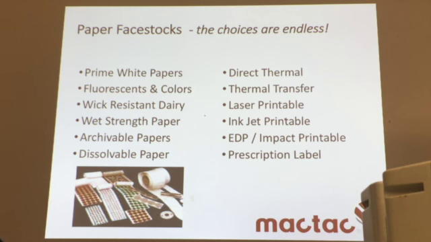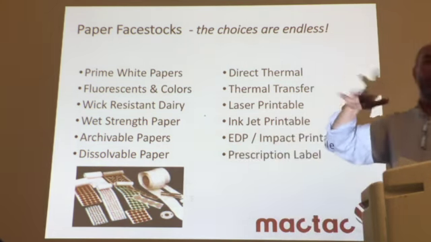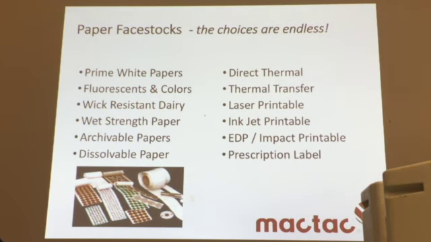Archivable papers, scrapbooking type, of low liquid content in it. Dissolvable paper, just as it's described. It does dissolve with water. Typically, it's a medical type application where it's put on food trays. After the patient eats, they bring it to the dishwasher and it just washes it off. Again, it goes back to thermal transfer. So thermal transfer would be a ribbon that you would print on. Going back to direct thermal transfer, laser printable.